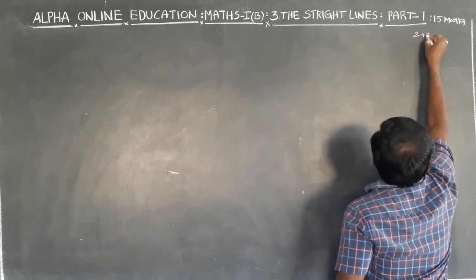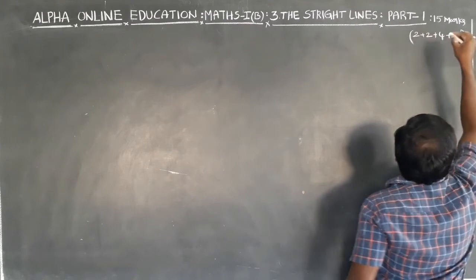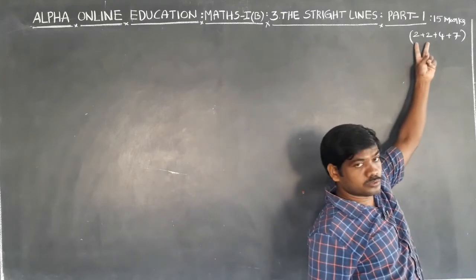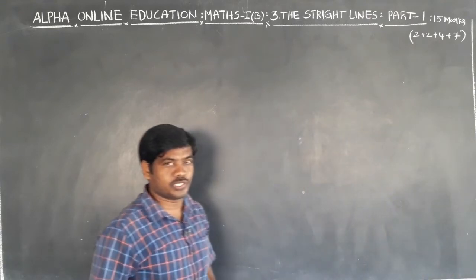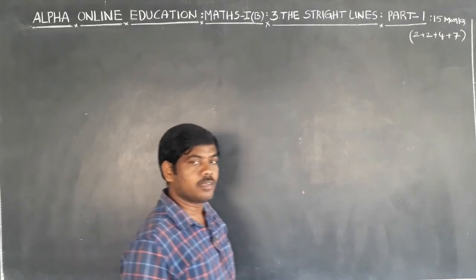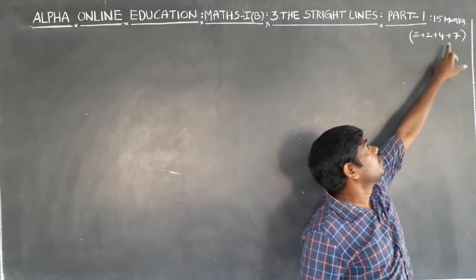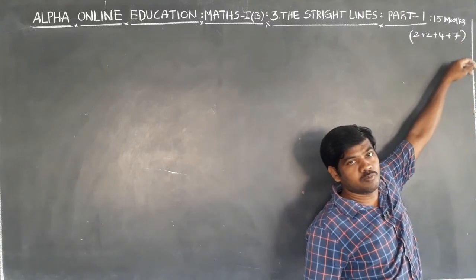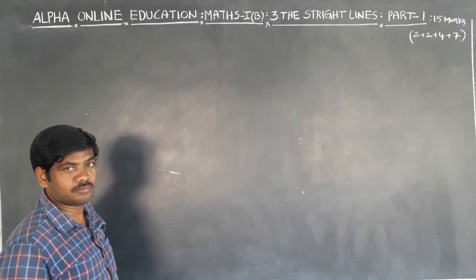Two very short answer questions, one short answer question, one long answer question. That means two 2-mark questions, one 4-mark question, and one 7-mark question. The 15 marks are divided into 2 very short answer questions of 2 plus 2 marks, one short answer question of 4 marks, and one long answer question of 7 marks.